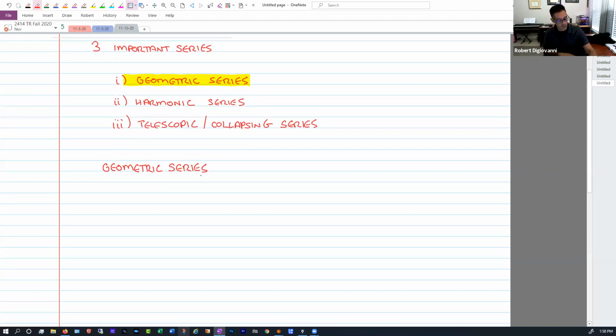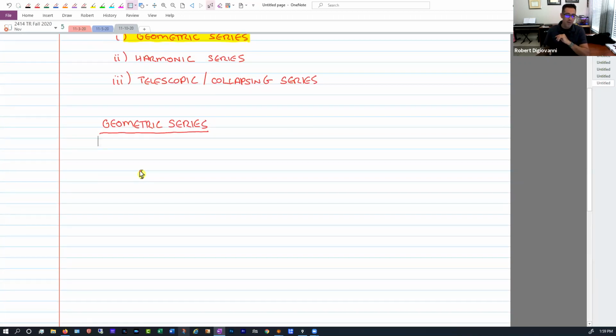Now I have good news. When you have a geometric series, you will always be able to tell if it converges or diverges. You'll always be able to figure it out, and it'll be relatively easy to figure that out. But we first have to talk about what they are. What do they look like? So a geometric series looks like this. All geometric series look like this.